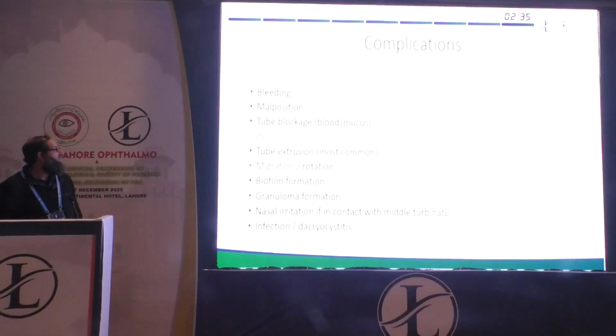These are some early and late complications. In the early complications, we may have bleeding, but by packing the nose and preparing the area well, we can avoid this. Malposition is also an early complication, but we found migration in 3 of our about 20 cases. Biofilm formation is another complication.